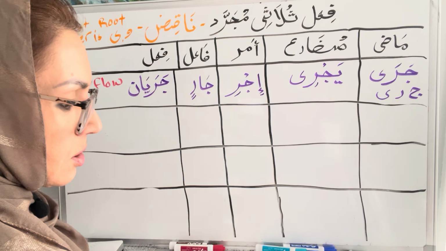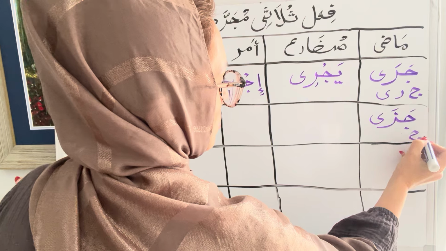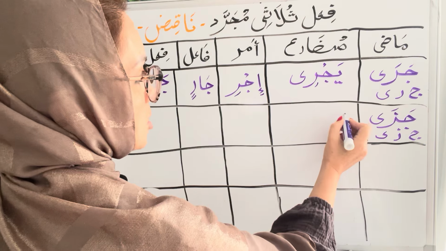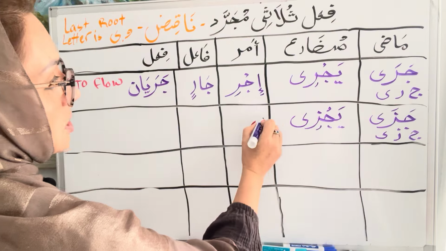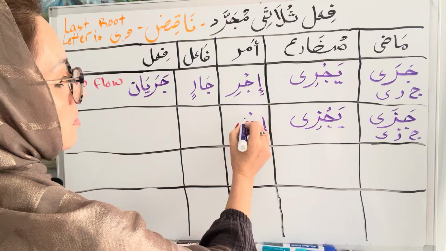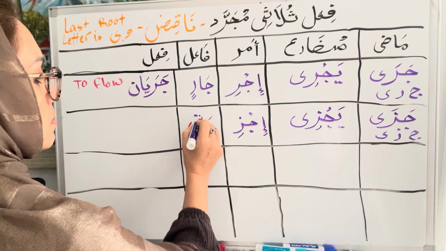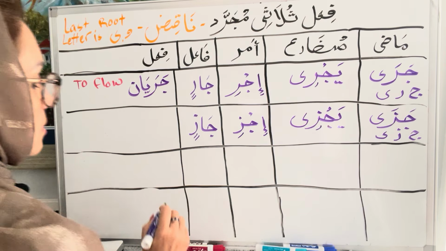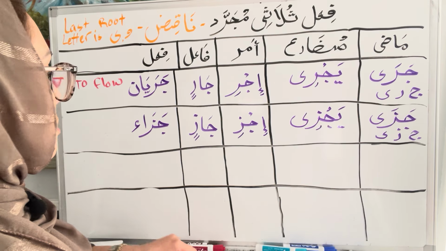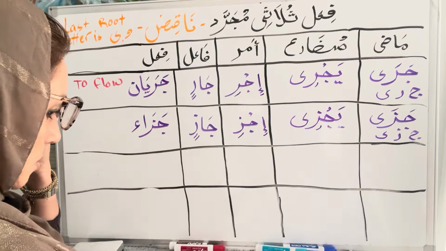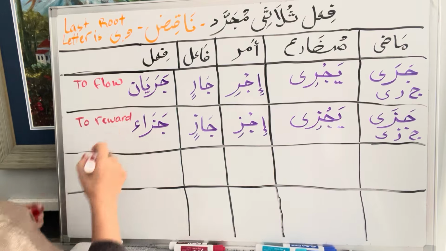And then the next word is the same thing as this, but it's jaza. Jaza yajzi. And ijzi. Then it's jazin. Jaza. Like we always say, jazakallah khairan. So this means to bless, to reward.